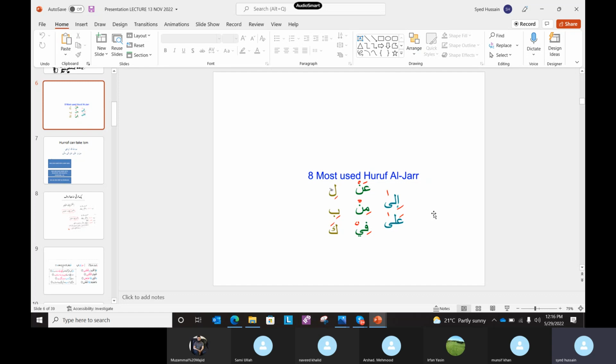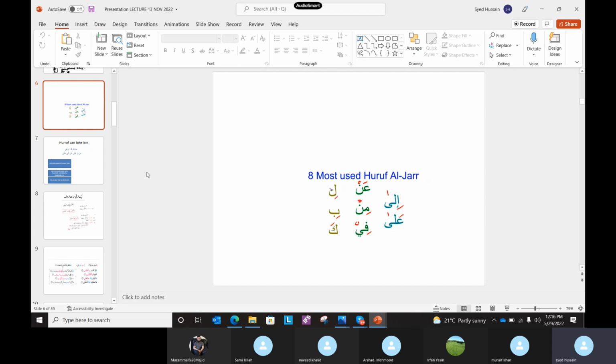I would say these are the most important harf which make a big effect on the ayah, and most of us already know the meaning of those, as we went through last time. So ila, ala, an, min, fi, li, bi, ka. I have already sent you the meanings and its use also, last time we have discussed.